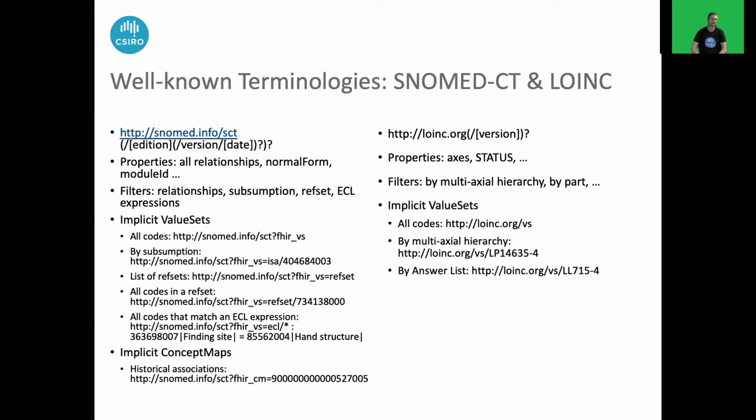We can construct these URLs as well by subsumption. So if we use this value set here that ends in FHIR equals ISA / and then some code, that will represent the value set of that code and all of its descendants according to the hierarchy of the code system. We can retrieve the list of all available ref sets using this FHIR equals ref set implicit value set. We can retrieve all of the codes in a ref set using this FHIR equals ref set / the ID of some ref set.